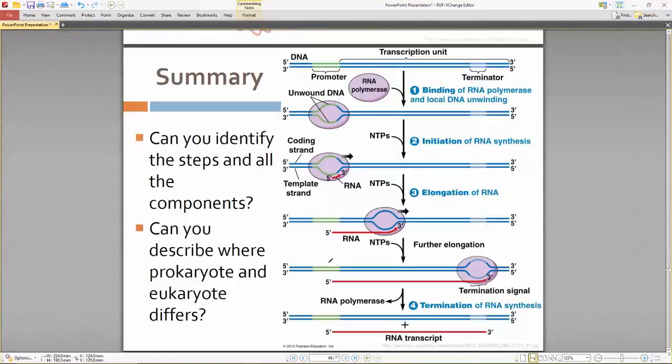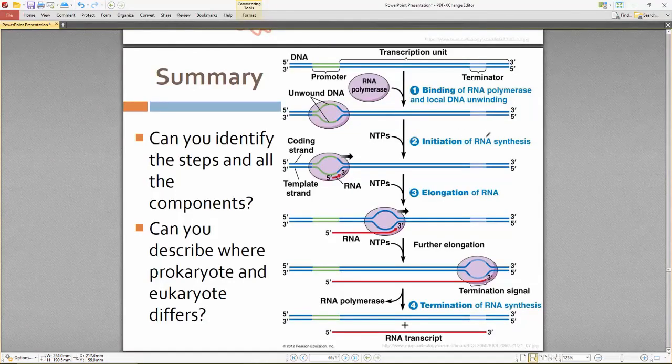So let's do a quick summary. Lots of components. Let's take a look. I can't really tell if this is a prokaryote or a eukaryote just off of this information, but can we identify where the prokaryote and eukaryotes differ? Let's see, binding of RNA polymerase and local DNA unwinding. Eukaryotes and prokaryotes do not bind RNA polymerase the same way. Remember earlier that eukaryotes require transcription factors to finally bind RNA polymerase. For prokaryotes, they don't need transcription factors. RNA polymerase binds at the promoter on the Pribnow box.